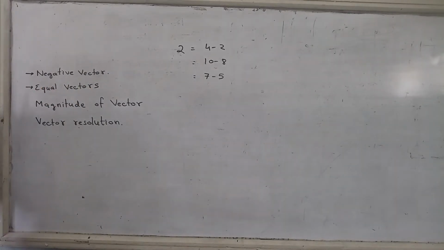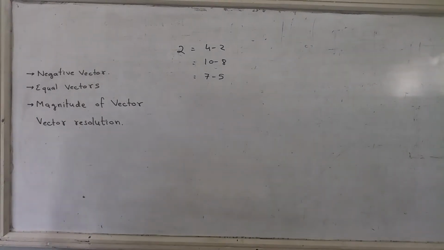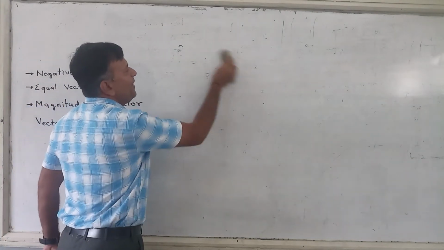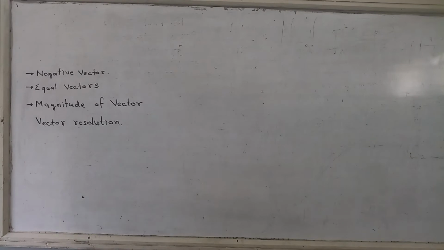Equal vectors. Okay, now the third thing that comes is the magnitude of a vector. What do you mean by magnitude? Magnitude is represented by the length of a vector.